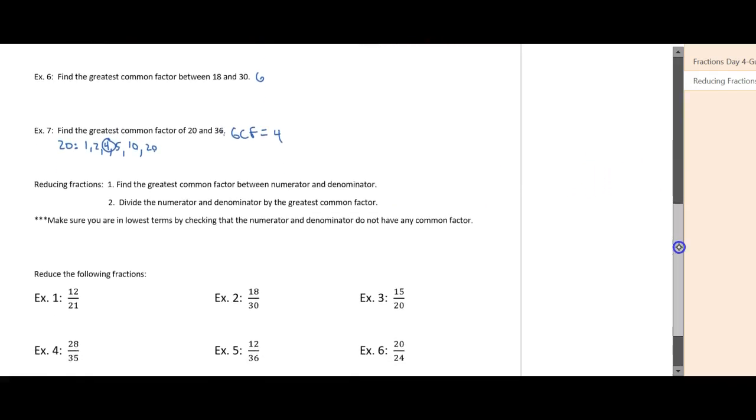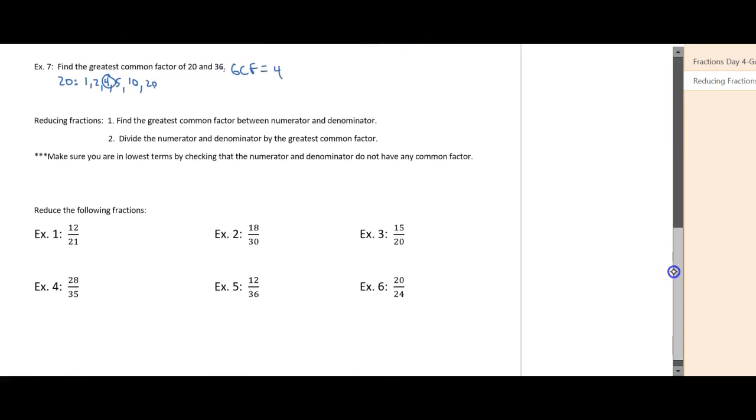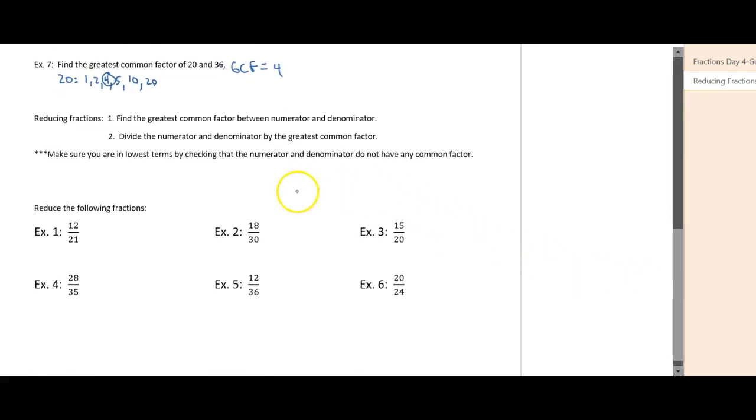Now, we need this idea of greatest common factor to help us with reducing fractions. With reducing fractions, you're going to first find the greatest common factor between the numerator and denominator. Then you're going to divide the numerator and denominator by the greatest common factor. When we do this, we want to make sure you are in lowest terms at the end. How do we do that? By checking that there is no common factor between the numerator and denominator left.